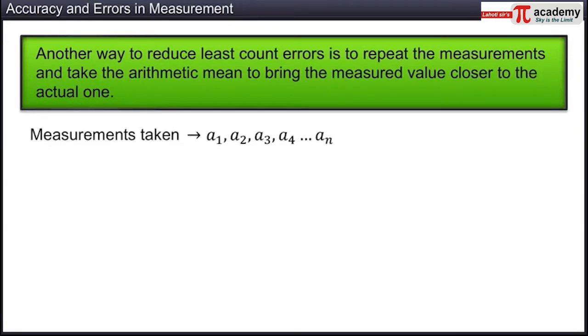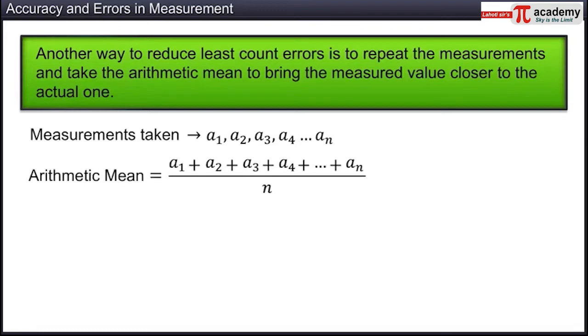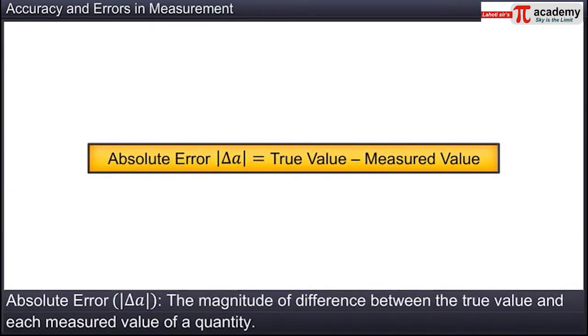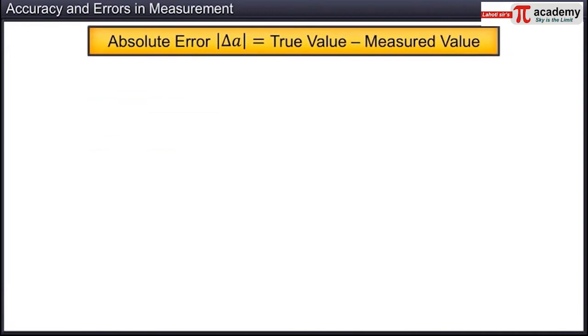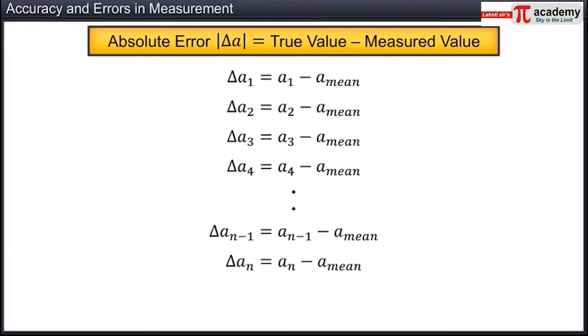If n measurements are taken, say A1, A2, A3, A4, and so on till An, then the final value will be taken as the arithmetic mean of these n measurements. In the absence of a true value of measurement, this arithmetic mean is treated as the true value. The magnitude of difference between the true value and each measured value of a quantity is called the absolute error of that measurement. It is denoted by mod delta A. Since an arithmetic mean is considered the true value, delta A1 is equal to A1 minus A mean. Delta A2 is equal to A2 minus A mean, and so on till delta An is equal to An minus A mean.